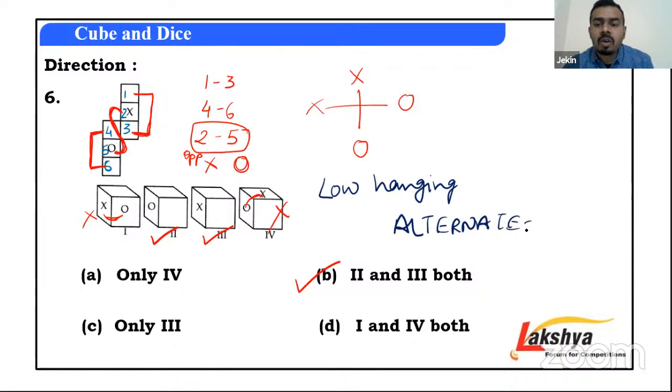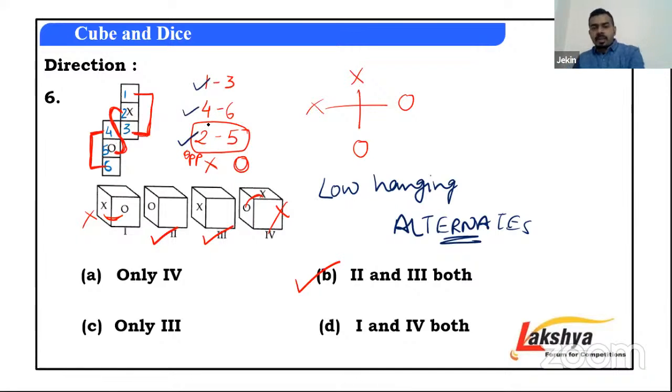Low hanging alternates. Alternate is very important. Next number, leave this and take the next, leave this and take the next. So in a simple figure, leaving this, the next one will come here, and in the figure, leaving this, the next one will come here. The leftover is the remaining word. 2 and 5 was the leftover, and therefore all these are opposites to each other.